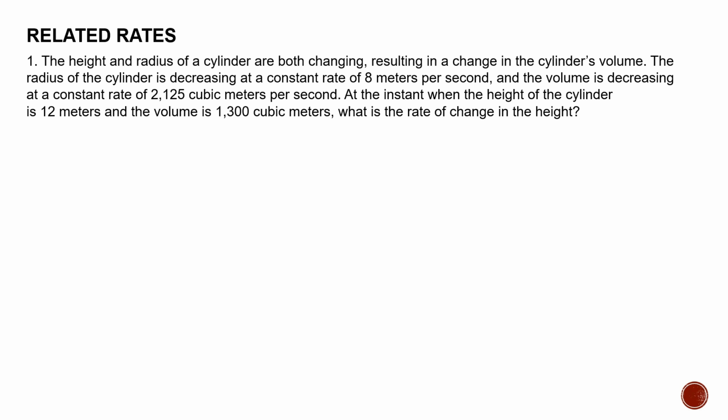Okay, so here the height and radius of a cylinder are both changing, resulting in a change in the cylinder's volume. The radius of the cylinder is decreasing at a constant rate of 8 meters per second, and the volume is decreasing at a constant rate of 2,125 cubic meters per second. At the instant when the height of the cylinder is 12 meters and the volume is 1,300 cubic meters, what is the rate of change in the height?